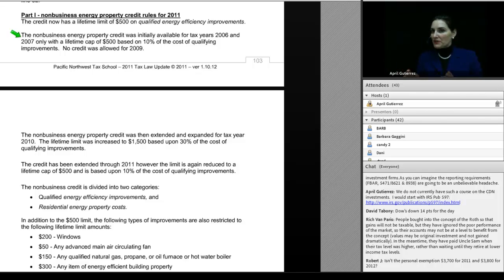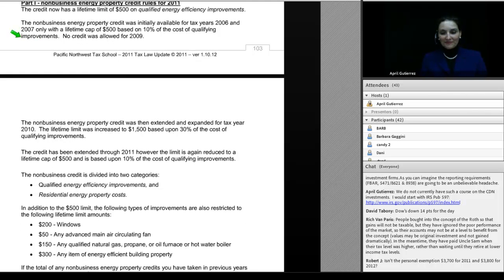But wait, this is a lifetime cap of $500. So what that means is if your client claimed an energy credit in any of the earlier years, whatever amount of credit they claimed in the earlier years is subtracted from this year's credit. So if your client claimed a $1,500 energy credit last year, they're out. If they claimed a $300 energy credit last year, they have $200 left for this year. And if they claimed $200 in 2007 and $200 in 2008, they have $100 left for this year. Got it? The form has lines to help you figure all that out.